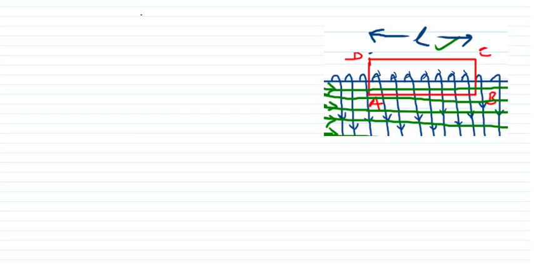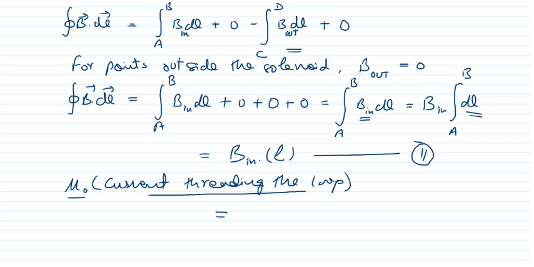So what do you think? Is the current threading the loop 7 times the current passing through one loop, that is I, because the same current is passing again and again? The answer is no, because this is the diagram which is made, but it does not mean that it will always be 7 times. Therefore we have to find out how many times the current is threading the loop.